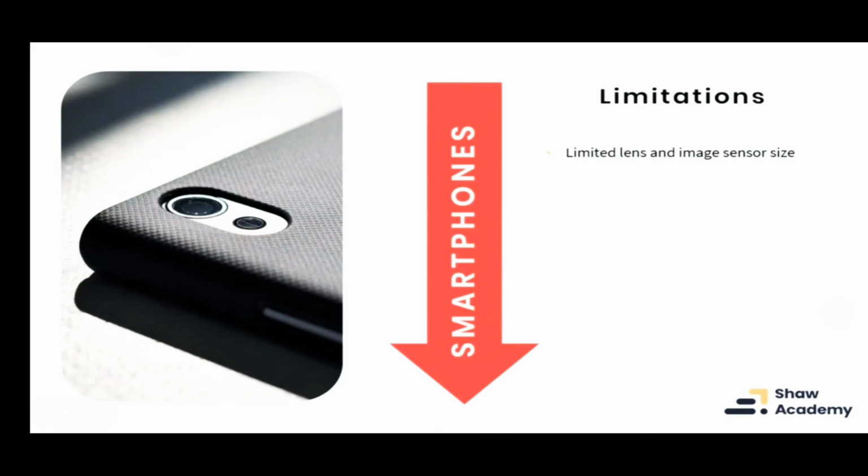We have a limited lens and image sensor size. This will affect quality in some instances. For the majority of times, if we're posting onto social media, Facebook, Instagram, that's not going to be an issue, but it can become an issue if we're trying to do something where we're printing very, very large. In that case, we might find we're a little bit limited.